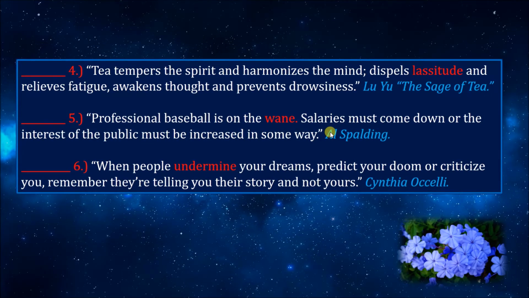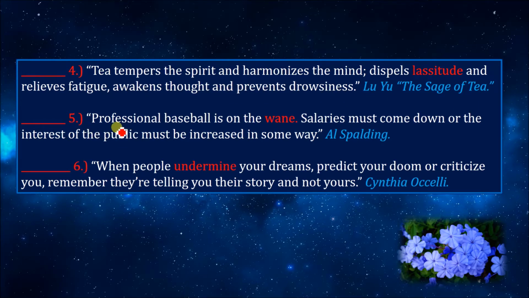Number 4. Tea tempers the spirit and harmonizes the mind. Tempers means calms down. Tea tempers the spirit and harmonizes the mind. It dispels, or gets rid of, lassitude, weakness, laziness. It dispels lassitude and relieves fatigue, awakens thought and prevents drowsiness. Lu Yu, the Sage of Tea. So it's a book, actually, apparently famous. Tea tempers the spirit and harmonizes the mind, dispels lassitude and relieves fatigue, awakens thought and prevents drowsiness.